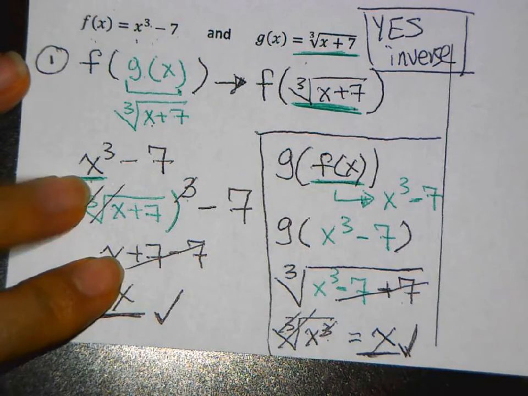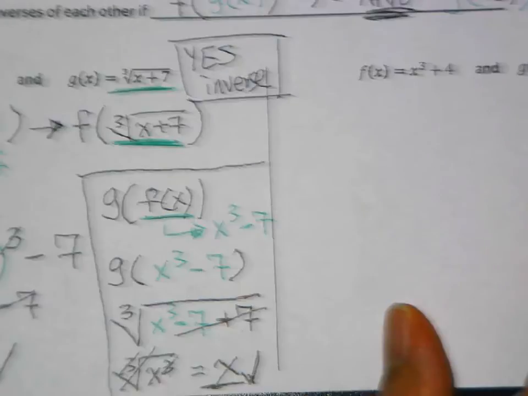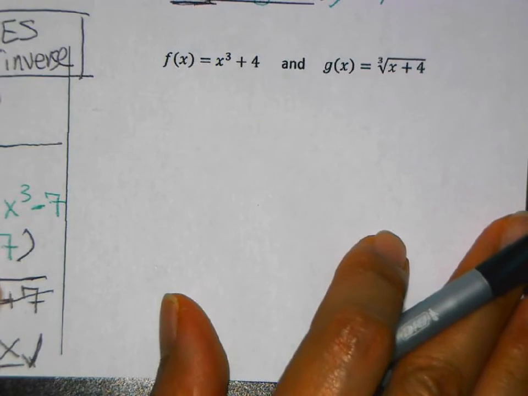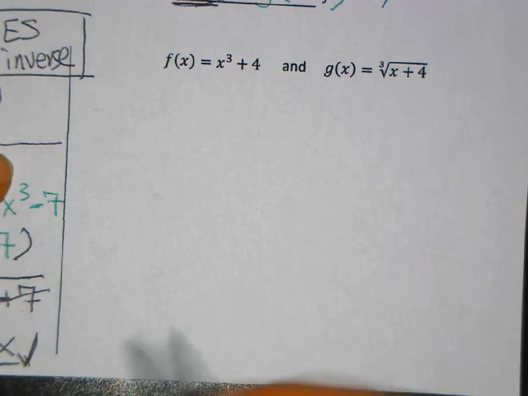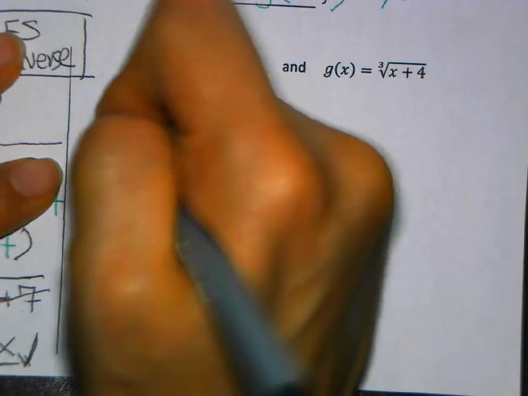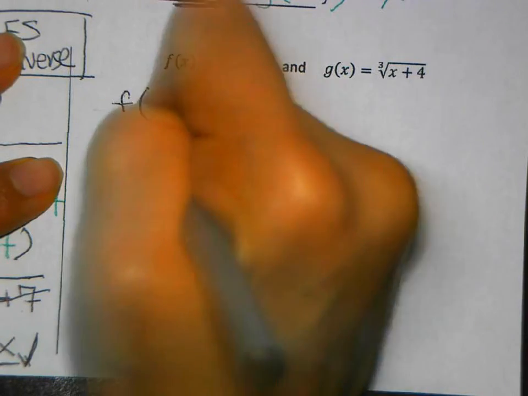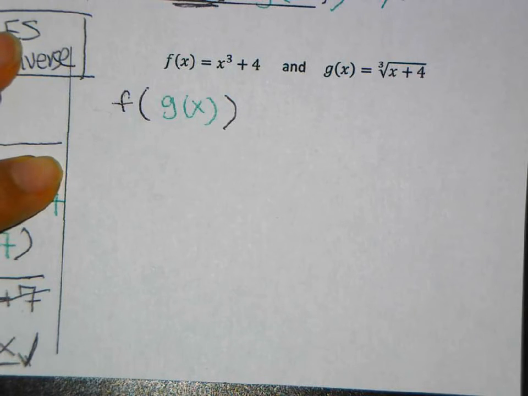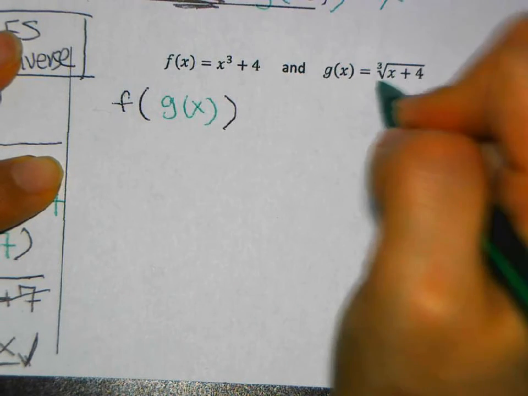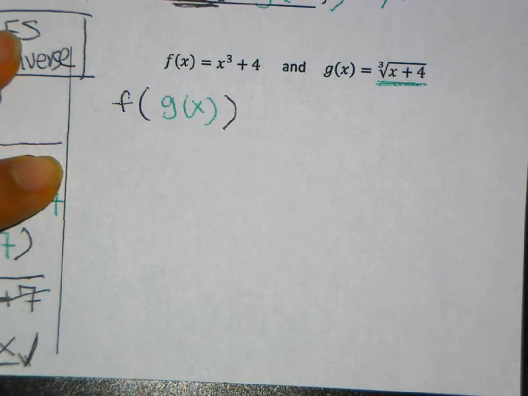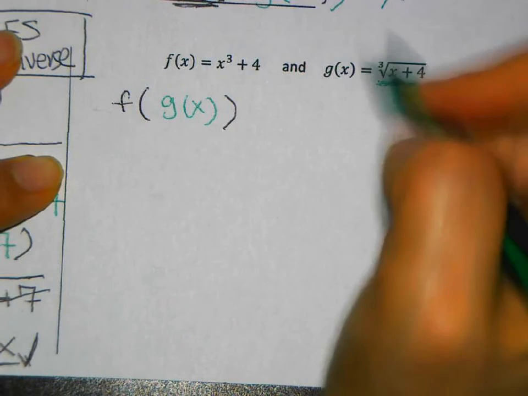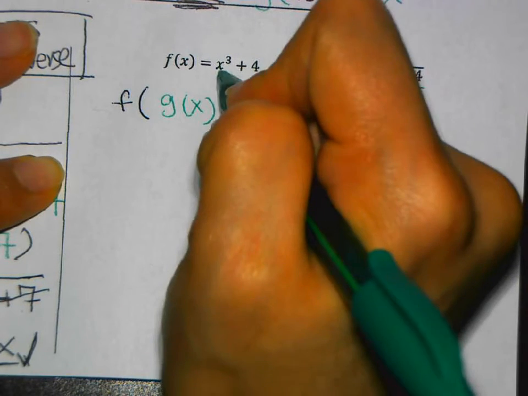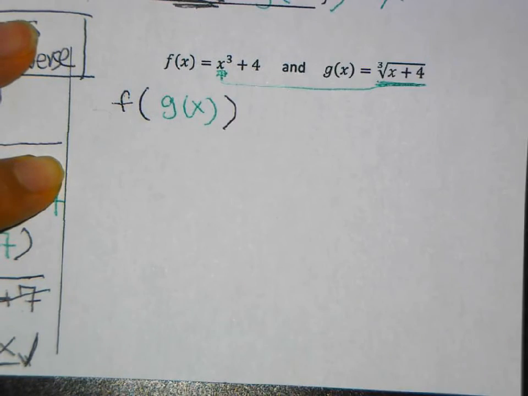So what happens if you don't, right? Let's take a look at this example right here. Okay, let's take a look. I can do the same thing. Is f of g of x, I need to figure out if that's equal to x. Right, so g of x is this thing, cube root of x plus 4. I'm going to take that and plug it into the x, just the x of the f of x. So I get this happening.